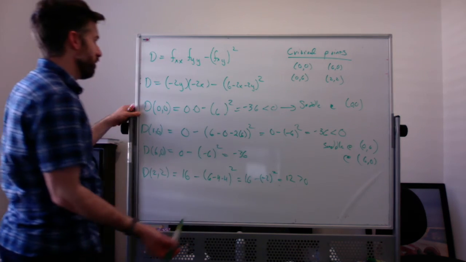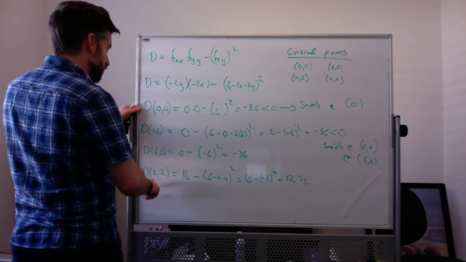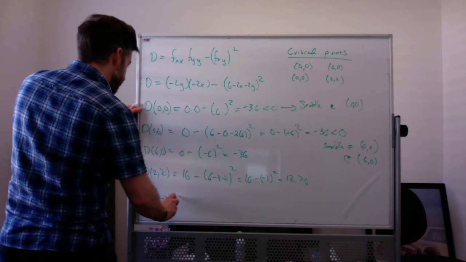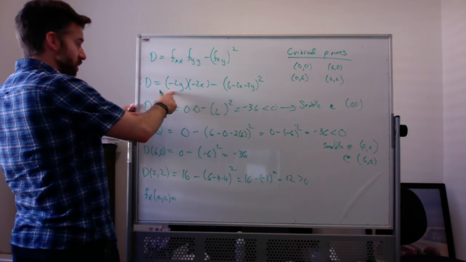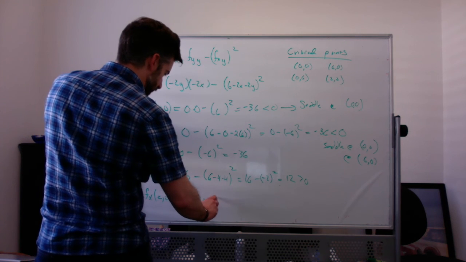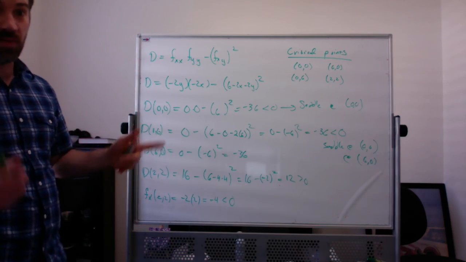So then I have to check the second partials, and if I plug in, say, my critical point 2, 2 to either of the second partials, fxx at 2, 2 is going to be, well, fxx is negative 2y, so you get negative 2 times the y value, which is negative 4, which is obviously negative. So that means it's concave down, which means we have a maximum.